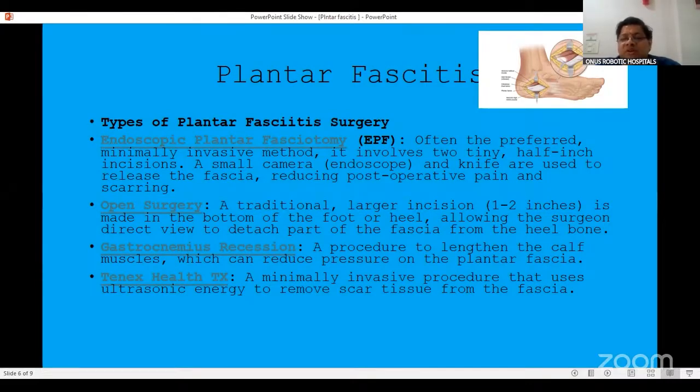Traditionally, we'll do an incision on the medial side of the sole. We approach through the sole and then cut the plantar fascia on the medial side. And then gastrocnemius release, we already discussed it. And there are some procedures which use ultrasonic therapy to remove scar.